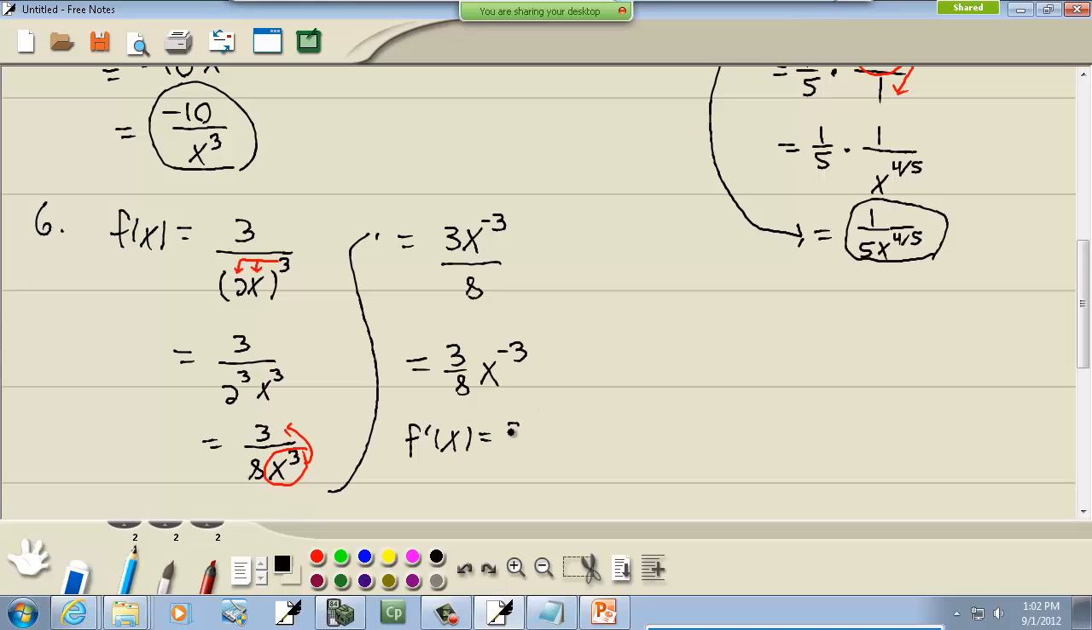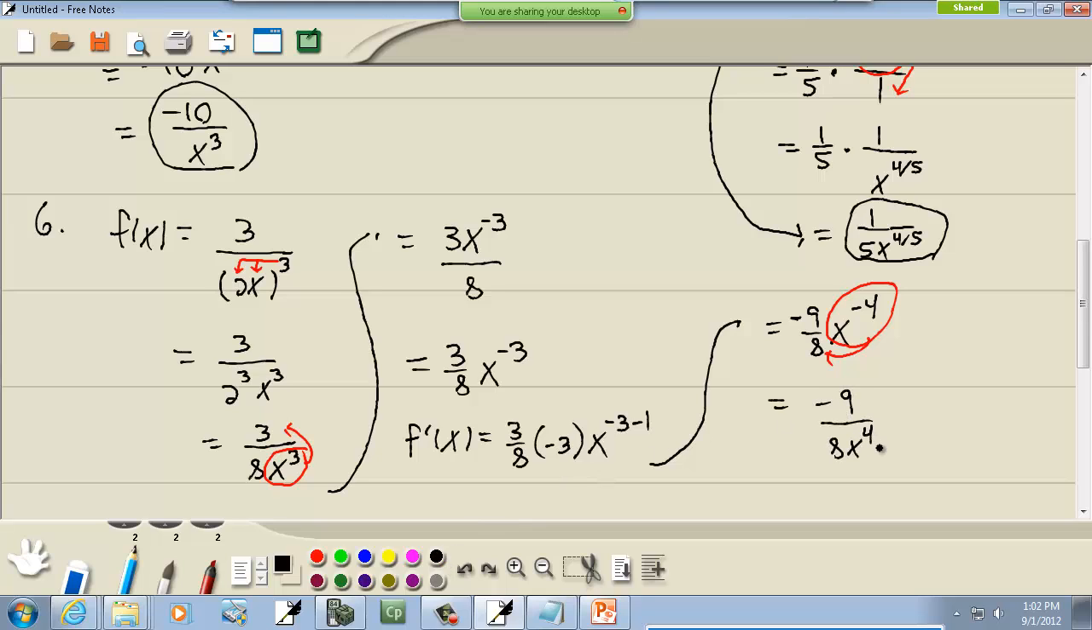And I won't keep showing all these steps. So again, if you have a number out in front, the number out in front stays out in front. Take your power, put it out in front, then lower it by 1. So that gives us negative 9/8, 3 times negative 3. Then x to the negative 4. Well, again, we can't have negative exponents, so I'm going to take that x to the negative 4 and put it down below. So we're going to have negative 9 over 8x to the positive 4. Again, when you move anything opposite of where it's at in a fraction, the sign of the exponent changes.